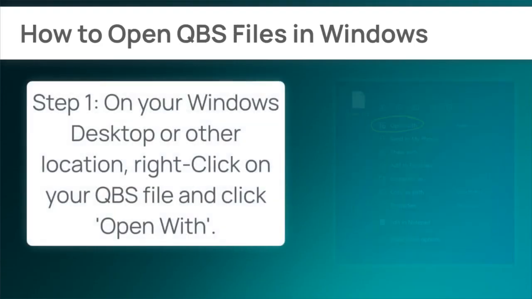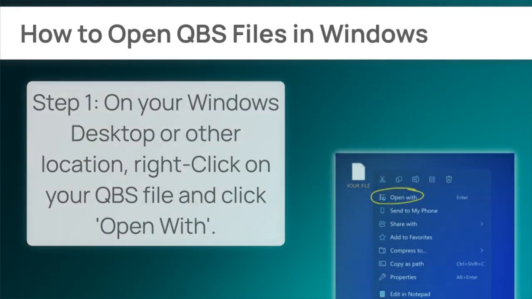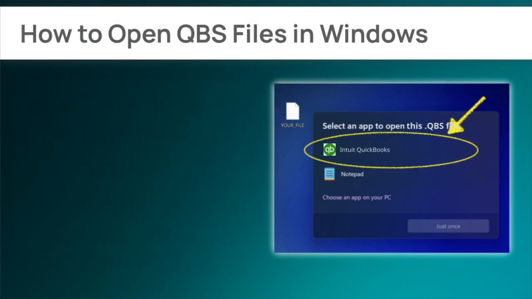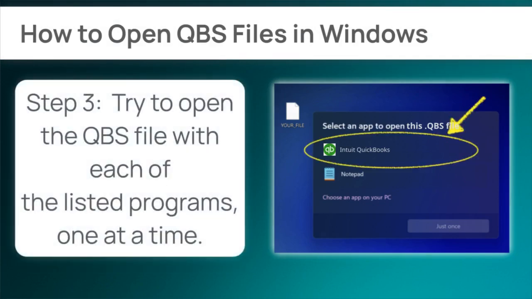To bypass the file reading error, right-click the QBS file and choose Open With. Prioritize Intuit QuickBooks if available. If absent, choose another application. We are searching for the correct file association.